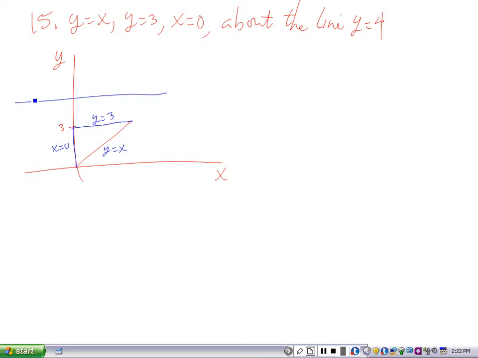Rotate this about the line y equal to 4. So again, you got this radius, you got this. So this is little r, and this is big R. So little r is just the 4 minus 3, you get 1. And big R is the 4 minus x.